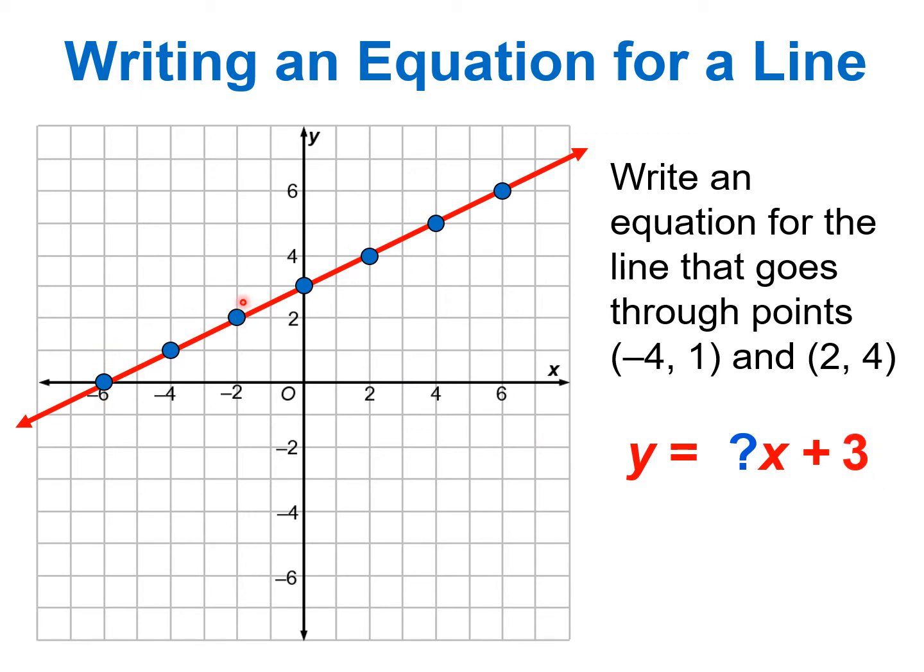And based on the pattern of the points, I can see it's up 1, right 2, up 1, right 2, so my slope is 1/2. And that would be the equation for the line that goes through those 2 points.